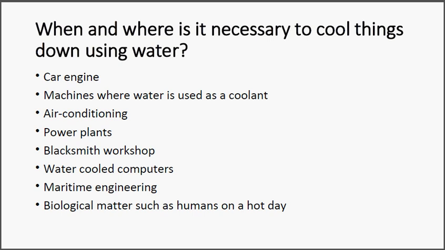There are a lot of machines where water is used as a coolant, so it's not just car engines, but other machines as well. We use air conditioning, and there are two types of air conditioning. One is based on refrigerants, pretty much the same principle as a refrigerator, and then the other one is based on evaporation. And again, for evaporation we use water as a coolant. We've got power plants, we've got those big cooling towers. Again, they use water to cool down the steam that's generated for the turbines in the condensers.